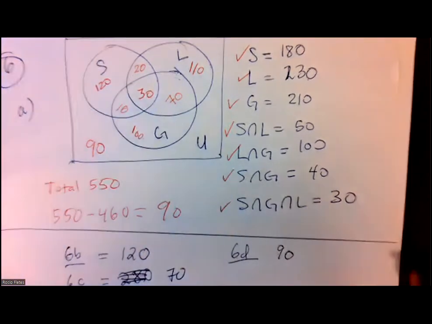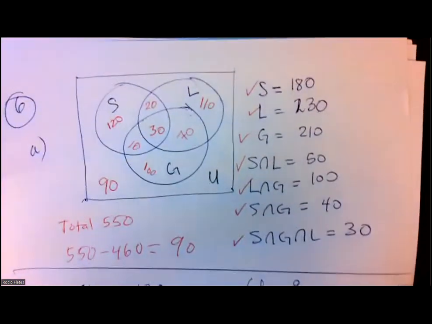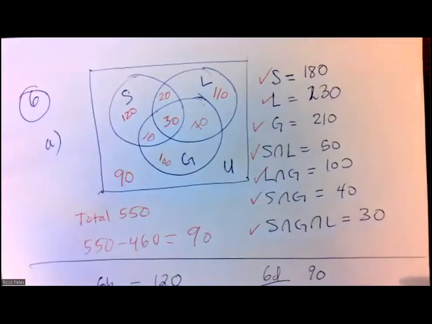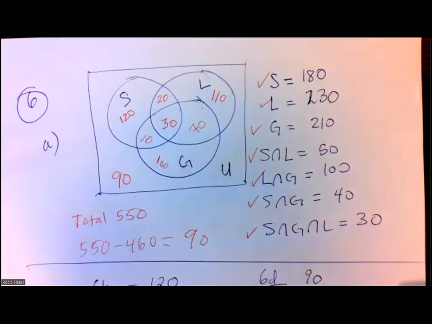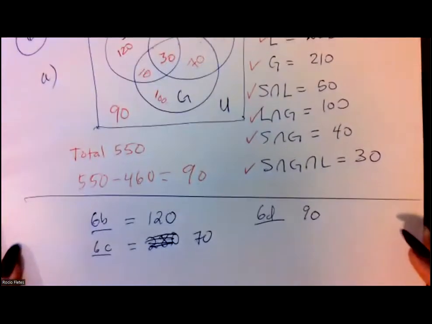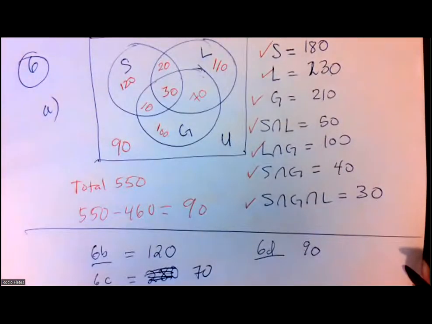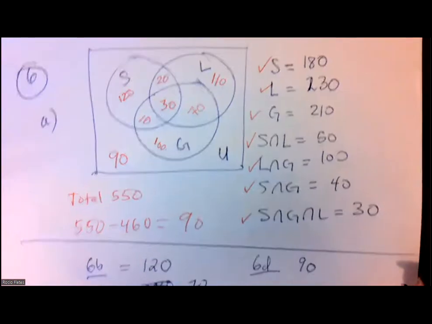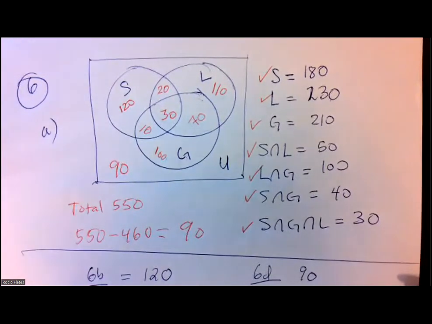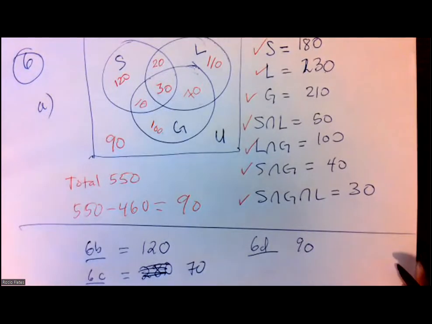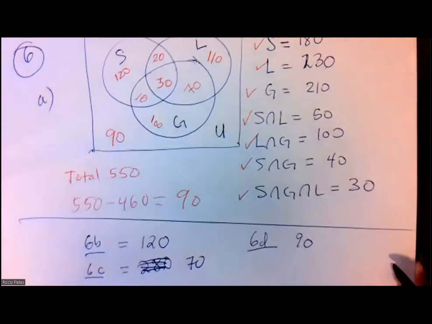All right, so make sure you understand this question. Let me scroll up here so you can get everything. Apologize about the lighting. It just got a little dark in here. It's kind of late already, that's why. So let me scroll down here so you can see everything. And there it is. So 6A is a Venn diagram, 6B is 120, 6C is 70, 6D is 90.